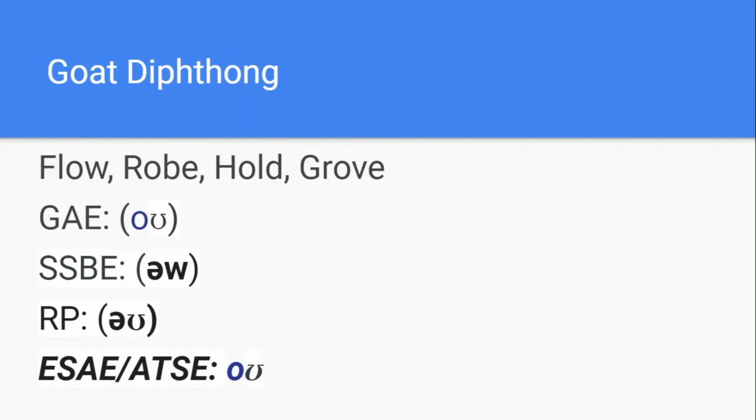Next, we go to the goat diphthong. In General American English, that's an O sound. In Southern Standard British English, it's an O sound. And in received pronunciation, or historically, it was an O sound. Both Eastern Standard American English and American Theater Standard follow the General American English pattern. So, goat, flow, robe, hold, grove.